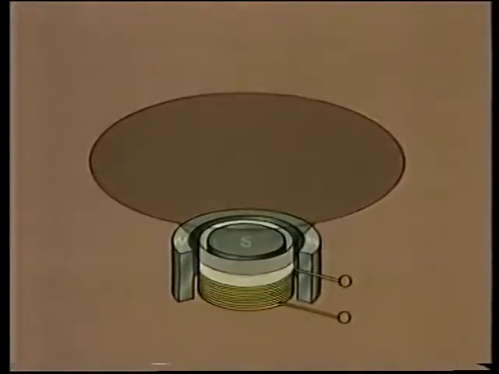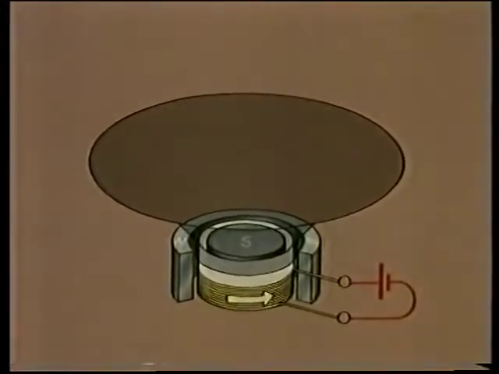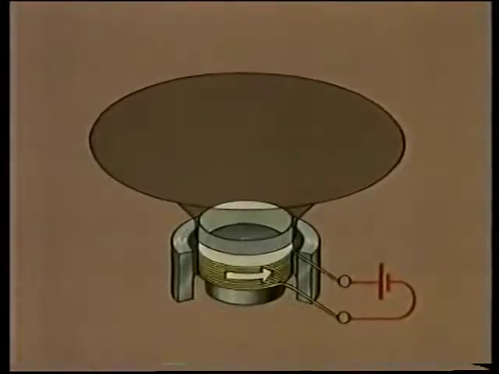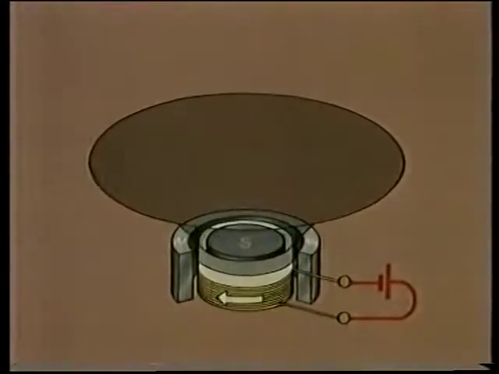The coil is attached to the cone and situated in the gap between the pole pieces, so that the flux cuts the coil at right angles to give the best sensitivity. When a voltage is connected across the end of the coil, a current flows, which interacts with the magnetic flux and moves the cone. With the polarity of the voltage reversed, current flows in the other direction, and the cone moves the other way.